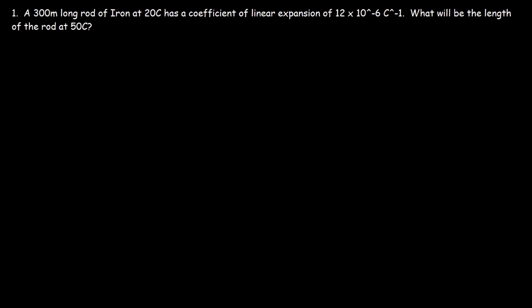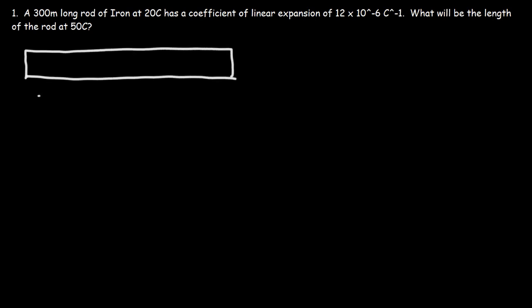So let's go ahead and start with this problem. Number 1, a 300-meter long rod of iron at 20 degrees Celsius has a coefficient of linear expansion of 12 times 10 to the minus 6 Celsius to the minus 1. What will be the length of the rod at 50 degrees Celsius? So let's draw a picture. Let's say this is the rod. It's 300 meters long. So that's the length.